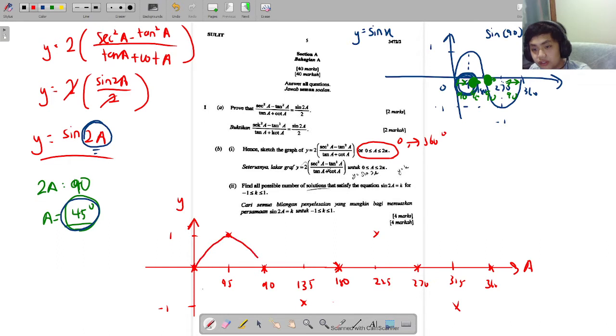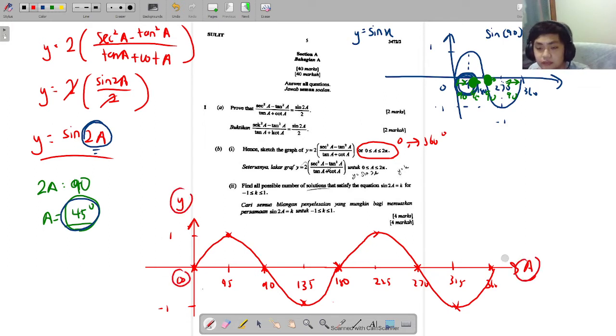So we're just going to draw a simple sketch. Ooh, terrible, terrible, terrible. Okay, not too bad, but can be better. Okay, never mind. So this is a simple sketch. So let's just label the axis, label the origin, and you'll be done. Alright. So part 2, find all the possible number of solutions that satisfy the equation sine 2a equals k.